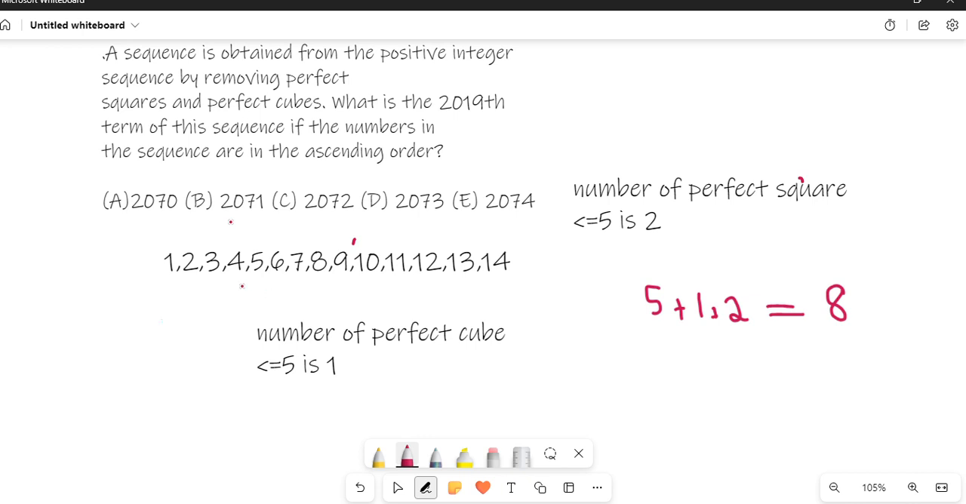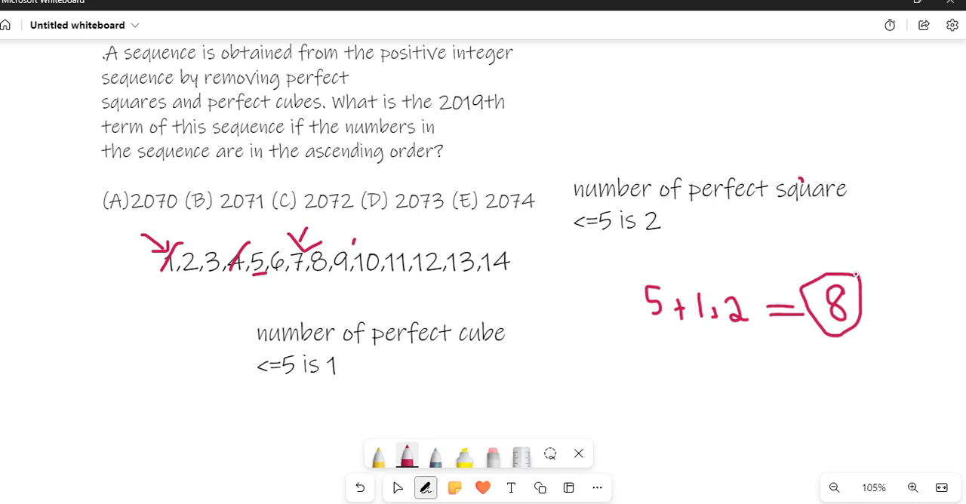If I have 5 and I remove 1 and 2, 1 and 4, because the only perfect cube is this one and no other is, then what would be our fifth digit? It would be 1 2 3 4 5. The fifth digit here is 7, but we got the number 8.